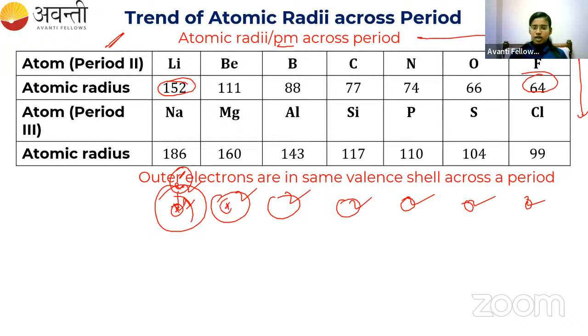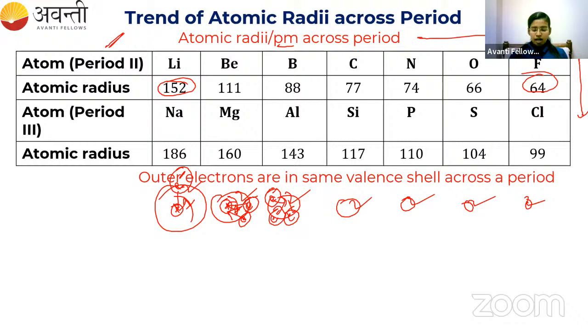Whereas in case of beryllium, this is shell number 1 and this is shell number 2. In shell number 2, I have 2 electrons, so 2 electrons will get attracted towards the nucleus. And here 3 electrons will get attracted towards the nucleus. So the attraction is becoming more, so the contraction is also more. So the size is decreasing.